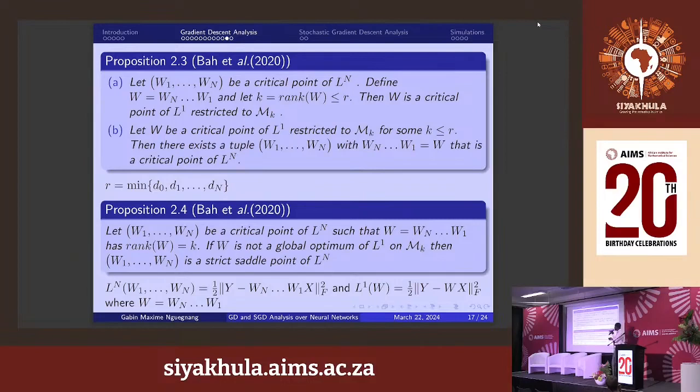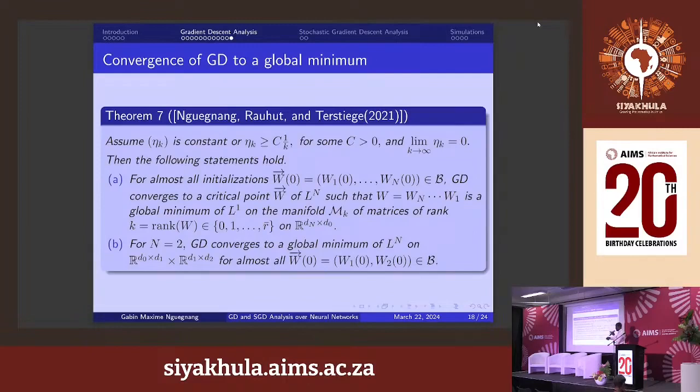We apply that by using this result of Bah, which is a key tool that connects the critical points of Ln and the critical points of L1. It basically tells us that if you have a critical point of Ln, you can use it to define a factorized matrix that will be a critical point of L1. And one more important piece of information here is that if a critical point of Ln is not a global minimizer of L1, then that critical point will be a strict saddle point of Ln. But we know gradient descent will escape such a point. So with that, we extend the result of Bah and provide a convergence of gradient descent for almost all initializations, this time with both constant and decreasing step sizes.